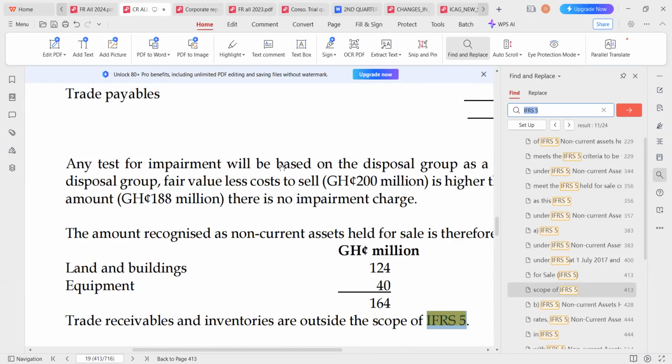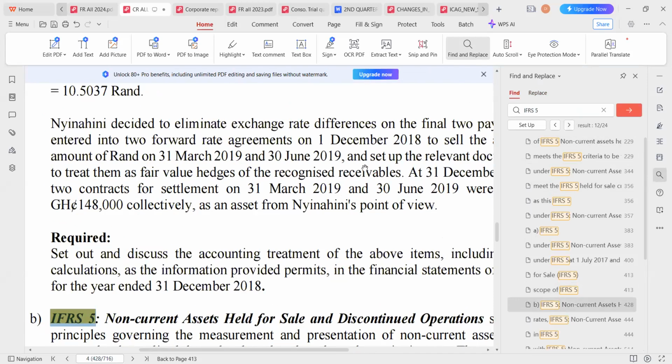IFRS 5, and also employee benefits and share-based payment, those three standards, and IAS 24, related party transactions.